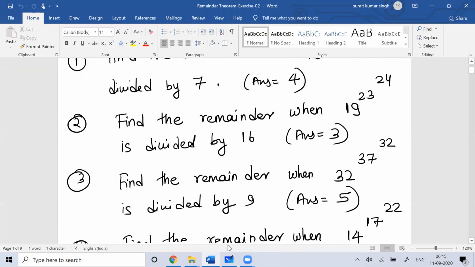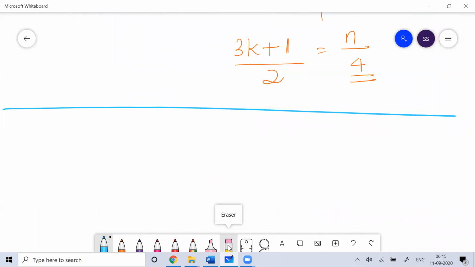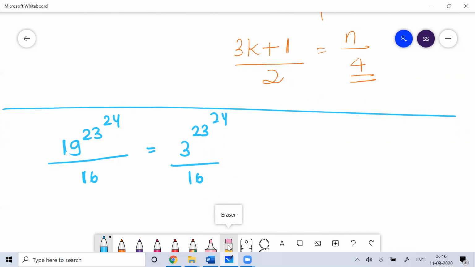Find the remainder when 19 to the power 23 to the power 24 is divided by 16. So your problem is like this: 19 to the power 23 to the power 24, divided by 16. If I divide 19 by 16, I'll get 3. So 3 to the power 23 to the power 24, when you divide by 16.